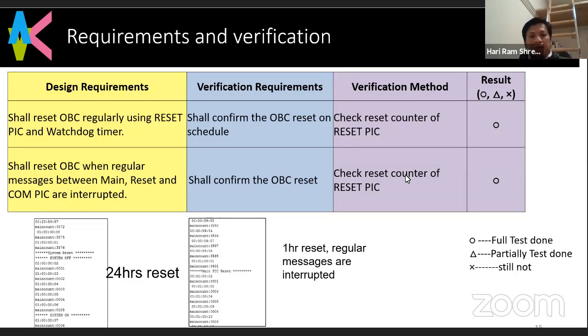It means if you have any problem in the system, it will reset the CubeSat every 1 hour. Otherwise, if the system is working normally, the CubeSat is reset in 24 hours. And regularly the OBC, through the communication, we give a message, so we can get it from communication. So we already did this one. This was done by Adalpo.